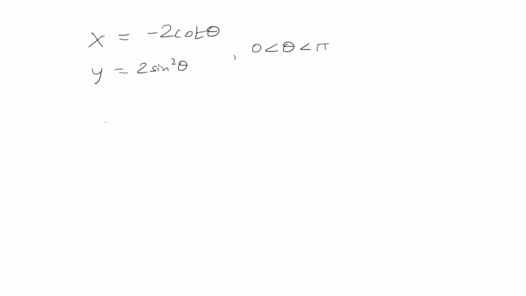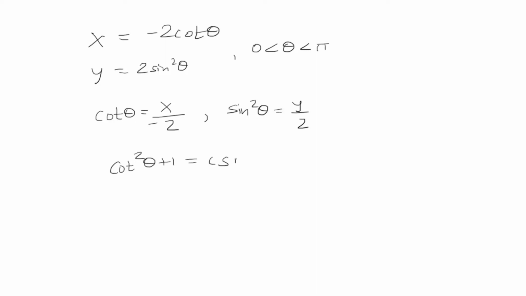So what you're tempted to do here is get it in terms of y and x, and the way to do that is to first solve for cotangent and sine squared. So first cotangent, we'll have to divide both sides by negative 2 to get x over negative 2. And then for sine squared, we're going to divide both sides by 2 to get y over 2. The goal here is to use the relationship of cotangent squared plus 1 is cosecant squared. So cotangent is x over negative 2. If I square that, I get x squared over 4.